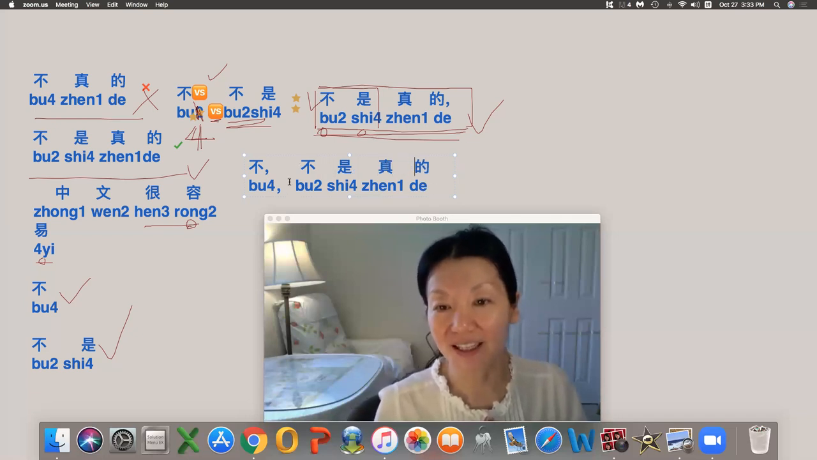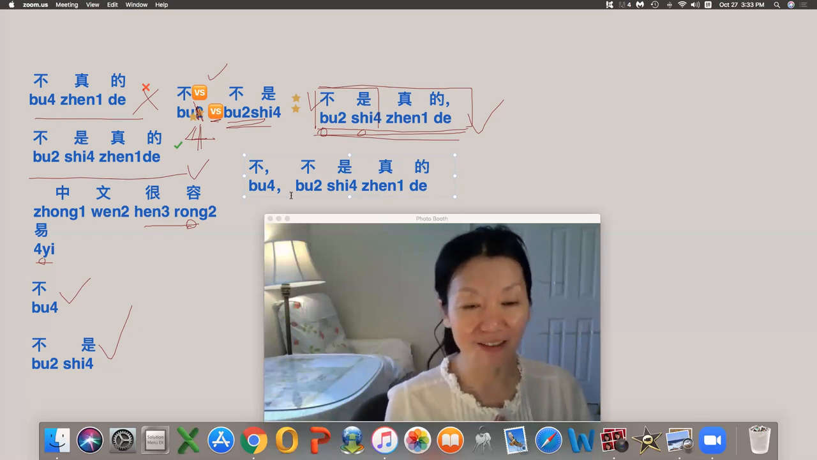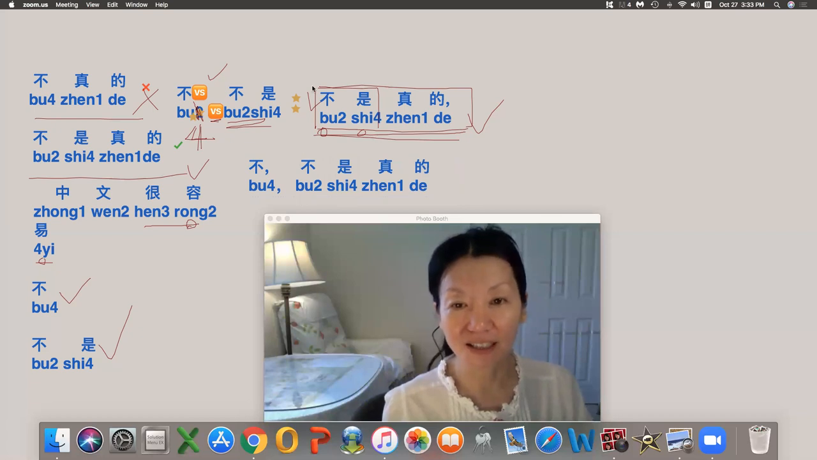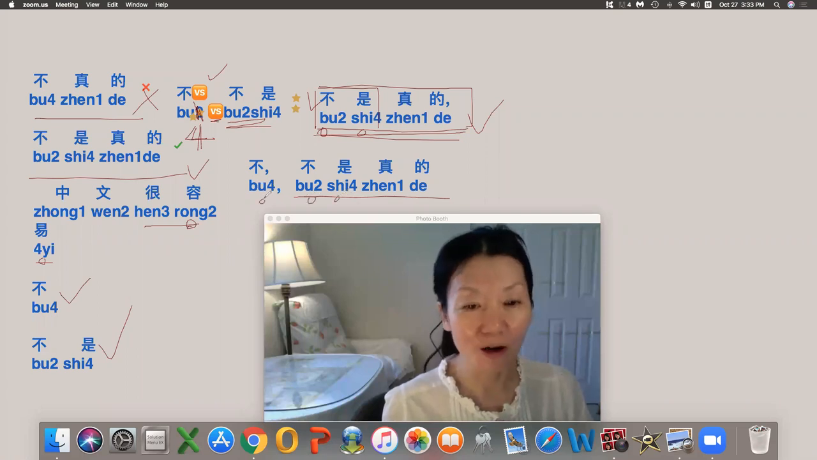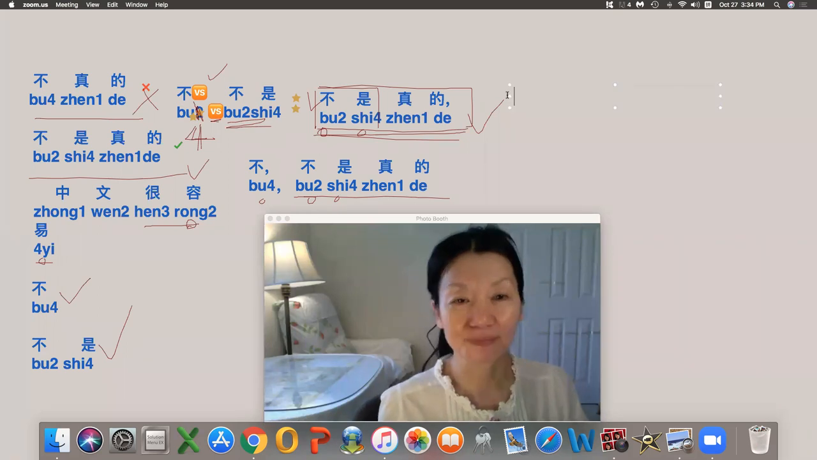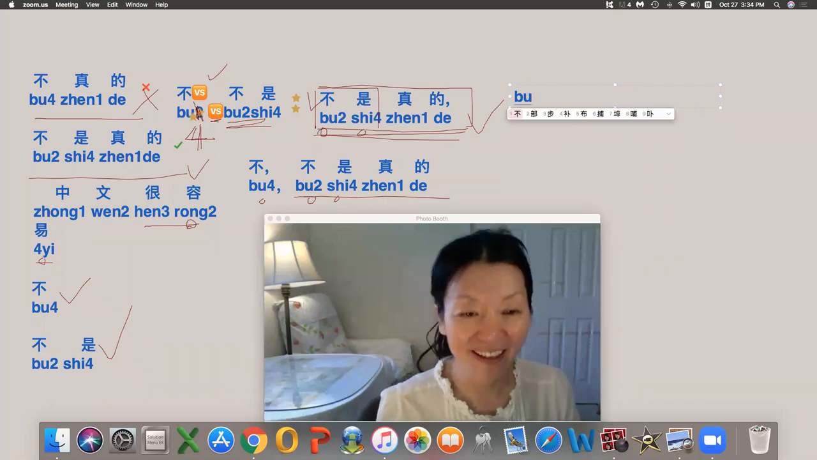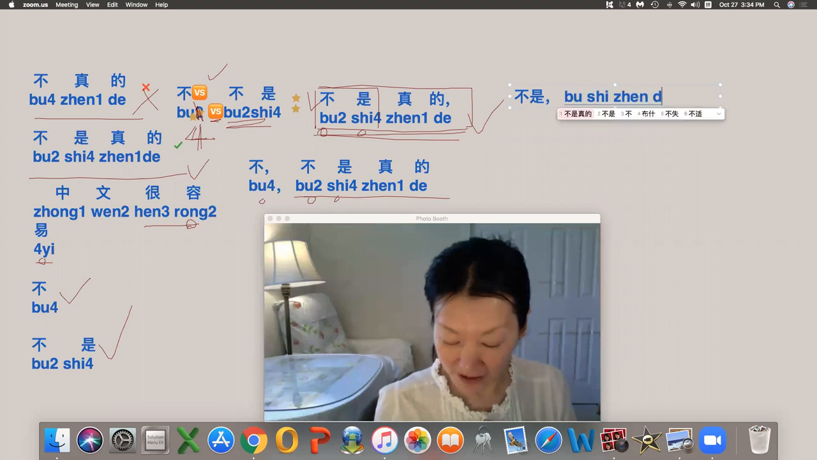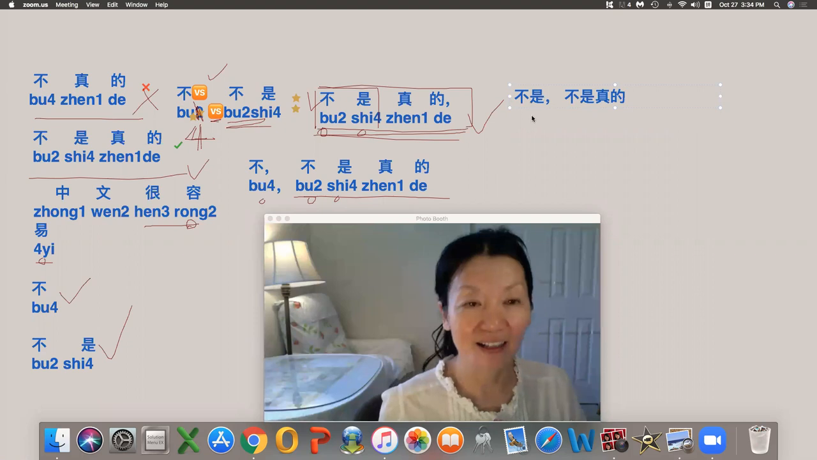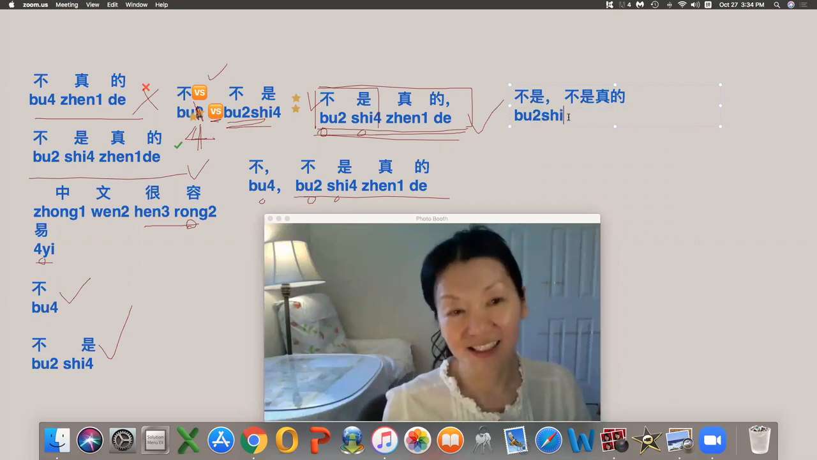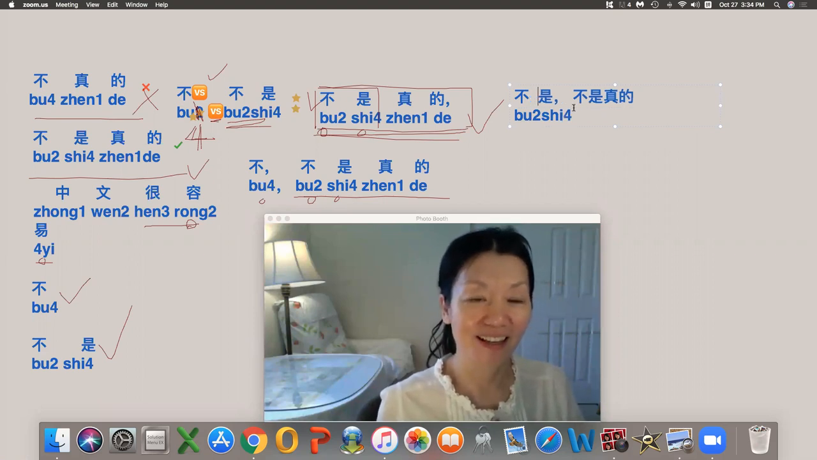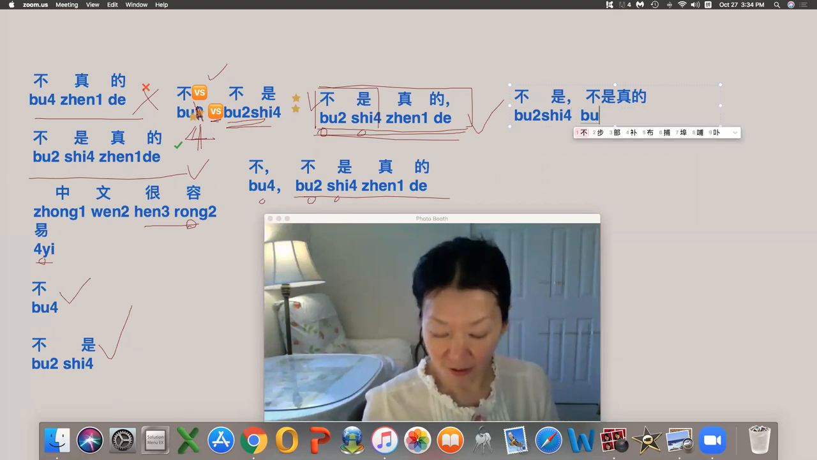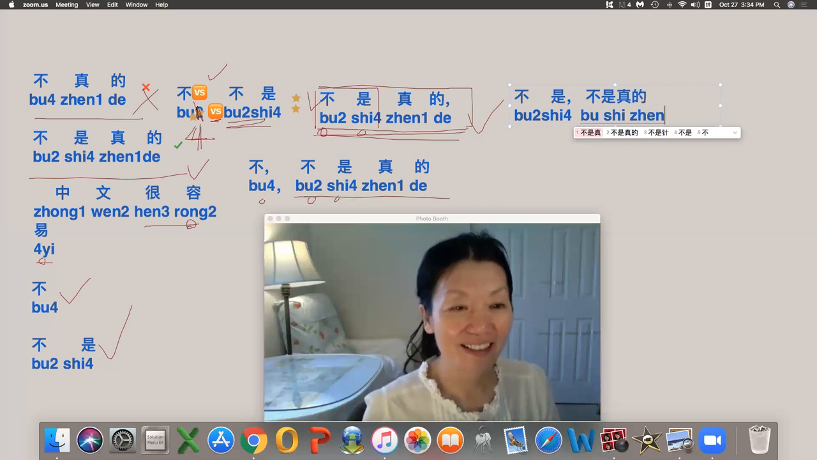You can say the first answer, no, then continue to explain, because this is a whole sentence. It's still 不是真的. You can say 不, then 不是真的. You can also double up, 不是, 不是真的. Both work. You can say 不, you can say 是, you can say 不是, then continue with 不是真的. All of them work.